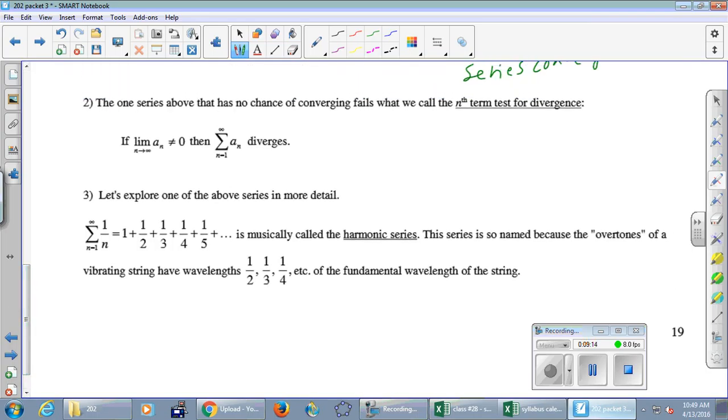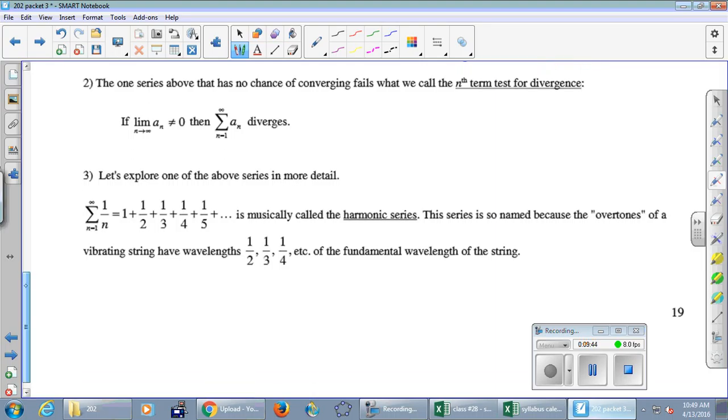Number 2 is our first brand new test today. The series above, that first one that has no chance of converging, fails what we call the nth term test for divergence. If the limit of the terms is not 0, then right away we know the series diverges. That's it. We got -3/5. It wasn't 0. The series diverges. That test has a name. They're all going to have names over the next few classes. Questions on that one?